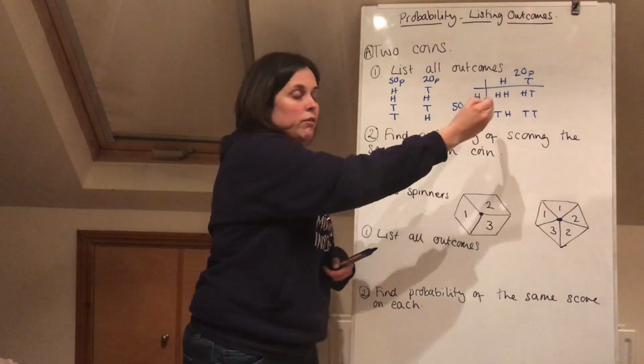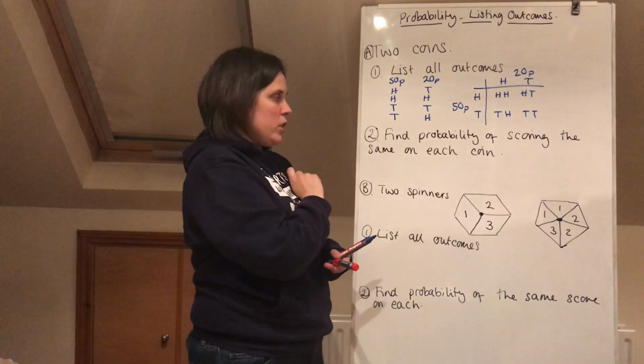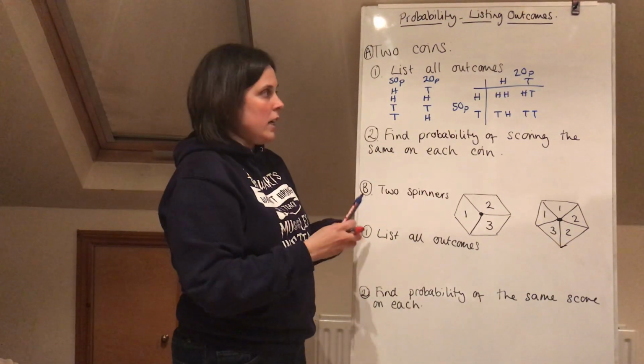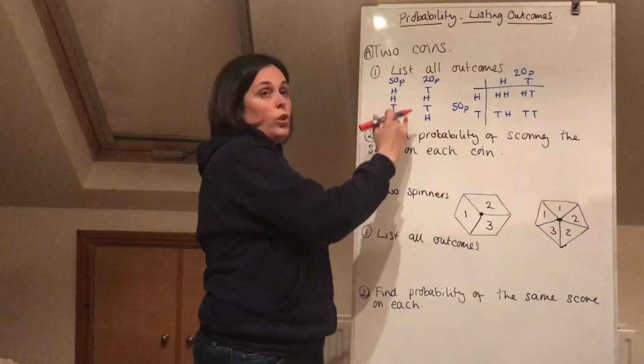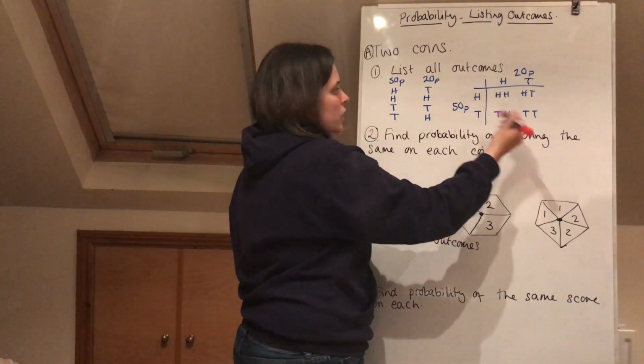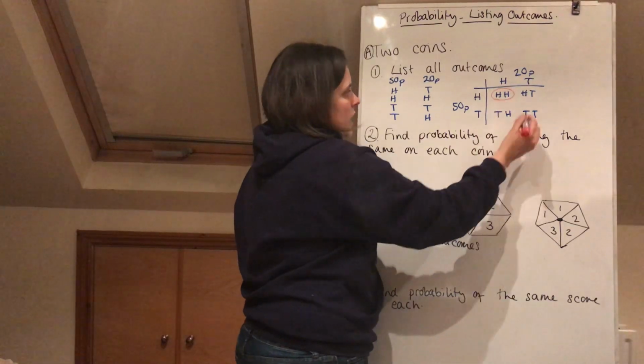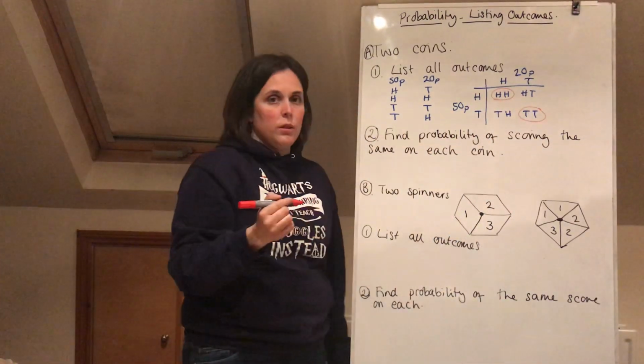So in this case we have 4. So then let's look at this question. Find the probability of scoring the same on each coin. Okay, so on your possibility space or your list, whichever it is you've done, you find where you've got the same. So in this case you've got head head and tail tail.